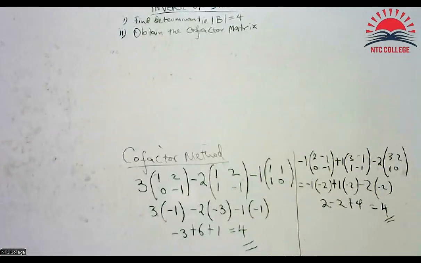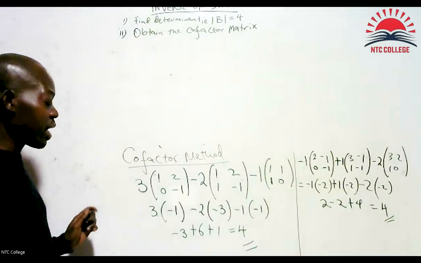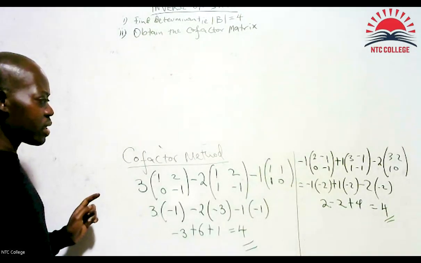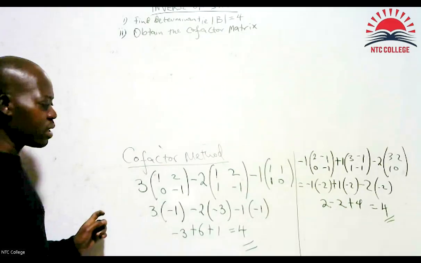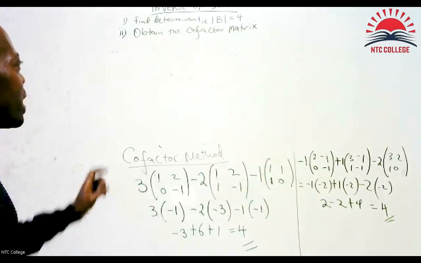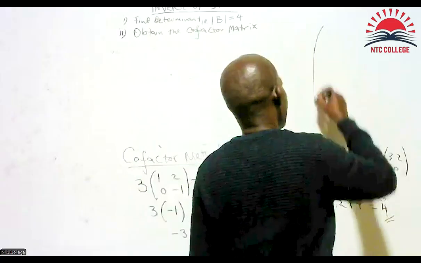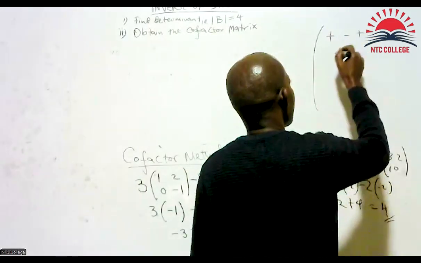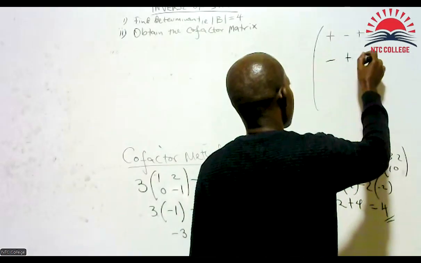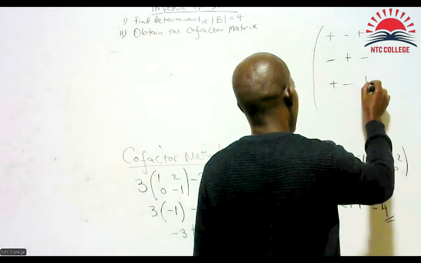Obtain the cofactor matrix. Now, let's have a look at it together. I did this purposely, such that we are able to understand and we don't go into so many workings. We still have to recall that the signs remain plus, minus, plus, minus, plus, minus, plus, minus, plus.